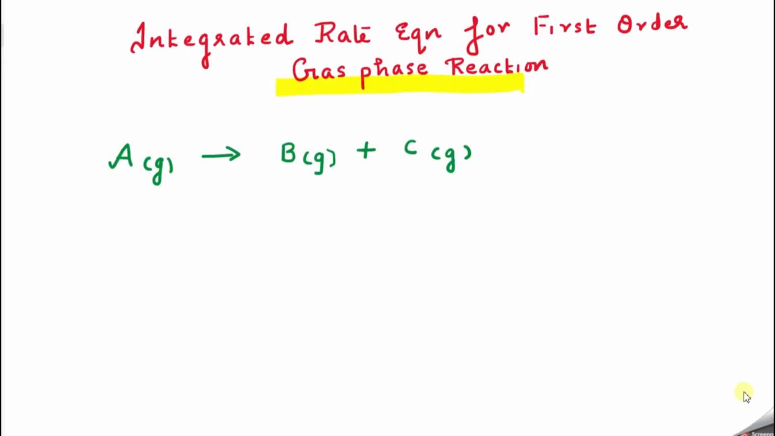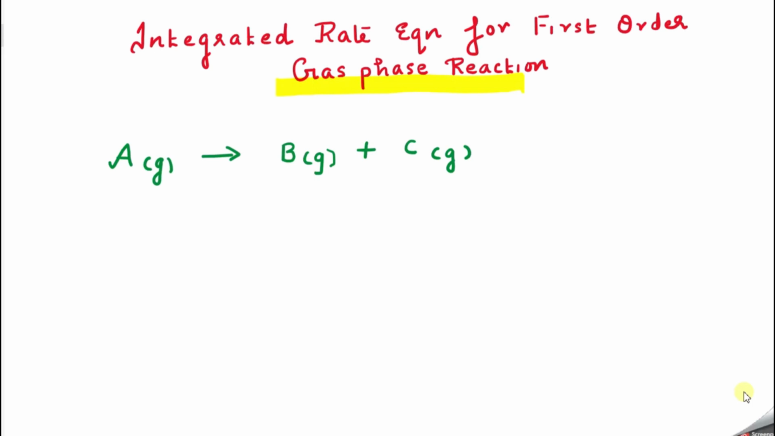Hi dear students. Today we will discuss our last topic in chemical kinetics, that is the integrated rate equation for a first order gas phase reaction. We have already discussed the integrated rate equation for a first order reaction where all the reactants are in concentration. You remember. Now we say it is a gas phase reaction. That means the reactant is in gaseous state and the products formed are also in gaseous state.